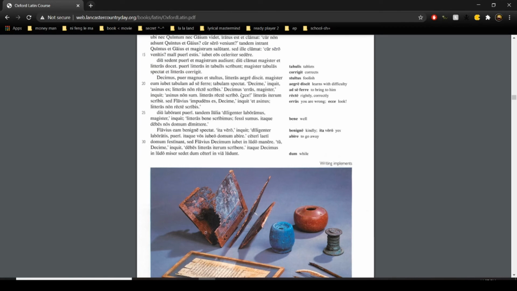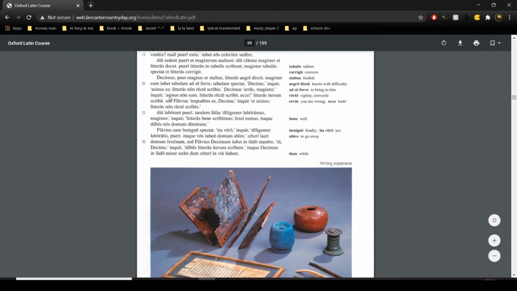That's harsh. Decimus: Erras, magister, inquit, asinus non sum. So Decimus says, You're wrong, teacher. I'm not an A-word. Litteras recte scribo. Ecce. I'm writing the letters correctly. Look. Litteras iterum scribit, sed Flavius impudens est: Decime, inquit, sed asinus es, litteras non recte scribis. But Flavius says, Decimus, you are an A-word. You are not writing the letters correctly. That's a good friend right there.